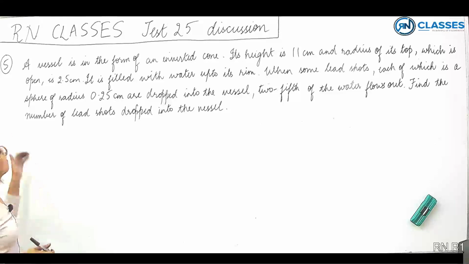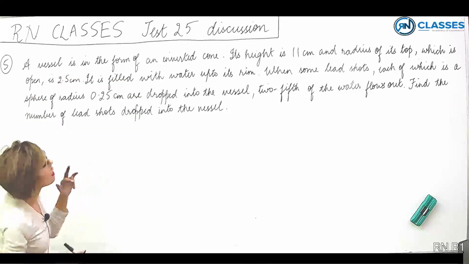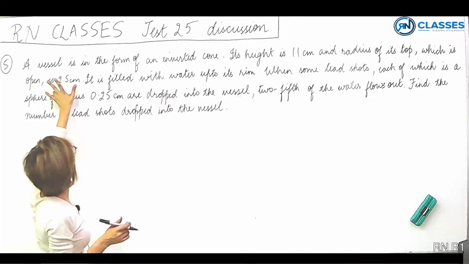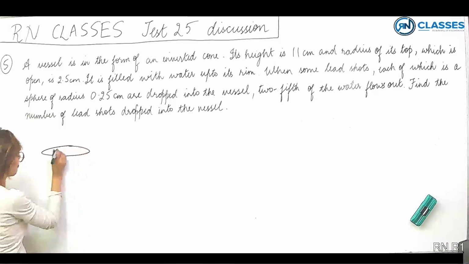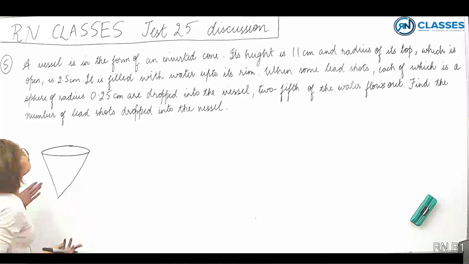Alright, so the next one. A vessel is in the form of an inverted cone, and its height is 11 centimeter and radius of its top, which is open, is 2.5 centimeter. So I have an inverted cone, and obviously the top is this circle.